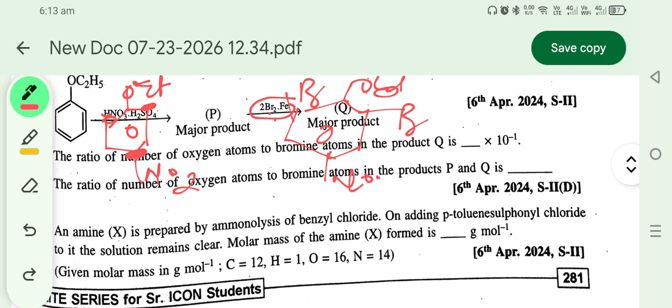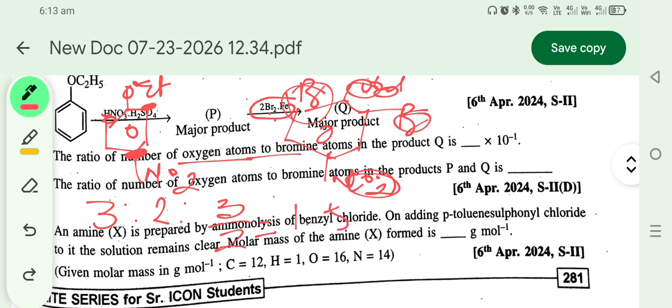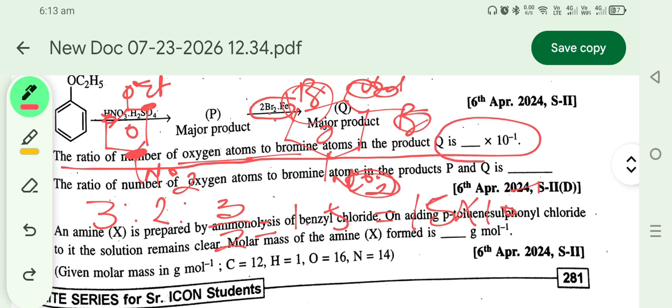The question asks for the ratio of the number of oxygen atoms to bromine atoms. Among the oxygen atoms, NO2 has 2 oxygen atoms. In the ethoxy group, 1 oxygen, so a total of 3 oxygens. And the bromine atoms present in the compound are 2. Hence, the ratio is 3 by 2. 3 by 2 is 1.5. It may be written as 15 into 10 to the power of minus 1. The ratio of oxygen atoms to bromine atoms is dash into 10 to the power of minus 1. That is 15 into 10 to the power of minus 1.